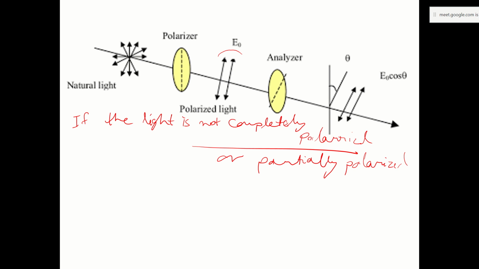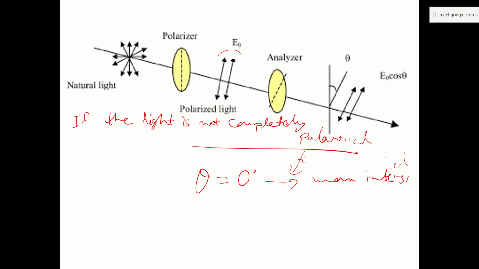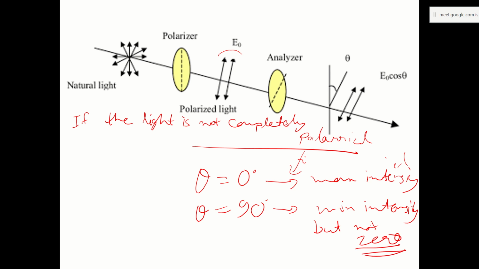So in such a case, if there is only partial polarization, when theta is 0, maximum intensity. अब धीरे धीरे उसको रोटेट कर रहे हैं, 90 डिग्री होगा, एनालाइजर पोलराइजर का मिनिमम इंटेंसिटी हो जाएगा, ठीक है. But it will not be 0, कभी भी 0 नहीं.